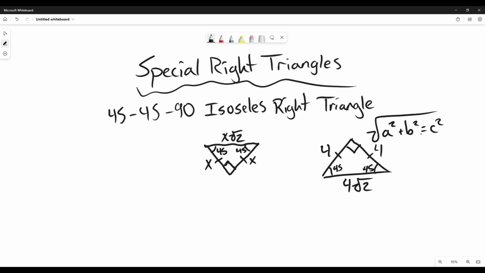Because, I mean, it's not hard to do, but it's not something you want to do if you don't have to. And this is a shortcut to that. So it comes in handy when you notice you may have a 45, 45, 90 triangle, and you can use a shortcut, right?